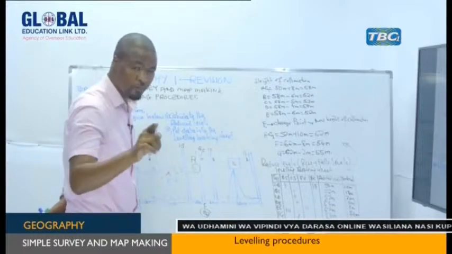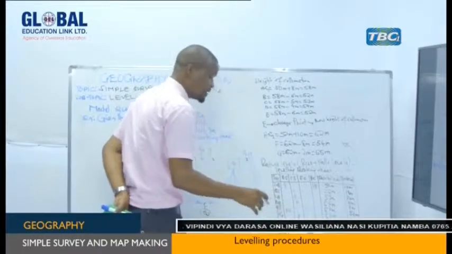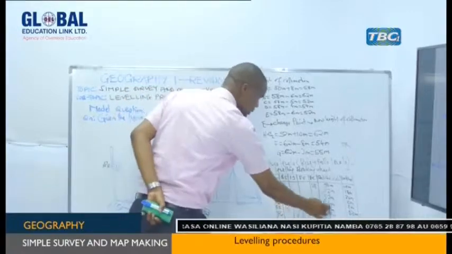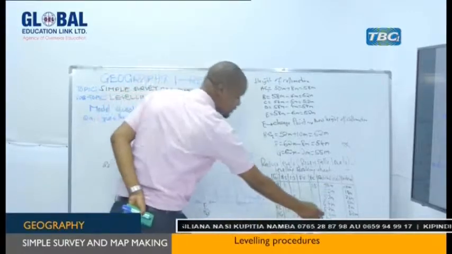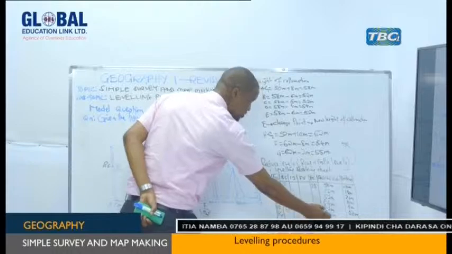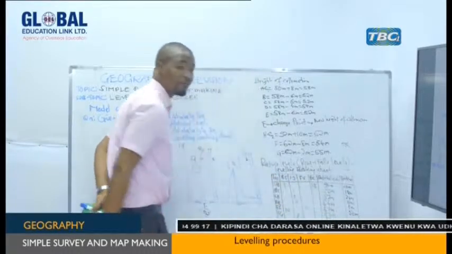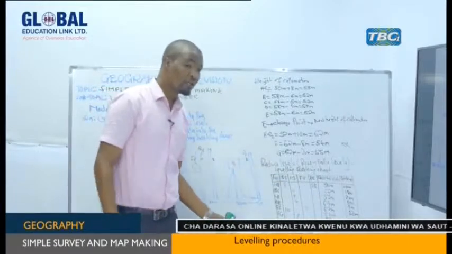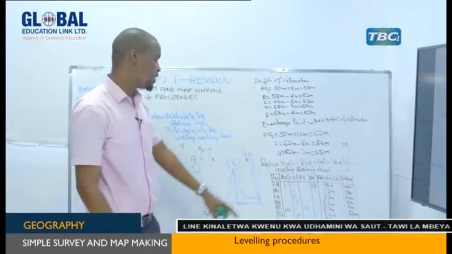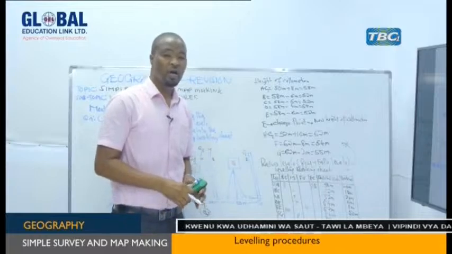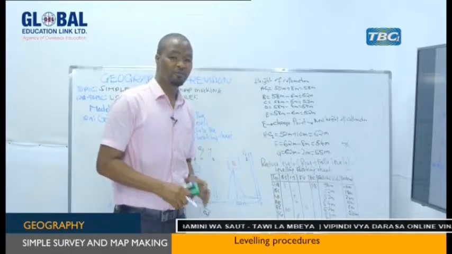This should be equal to the difference of the last reduced level and the first reduced level. So if you take 55, the last reduced level, minus the first reduced level, 55 minus 50, you get 5 meters. So this side is equal to the other side. Then we say this is the correct leveling booking sheet.